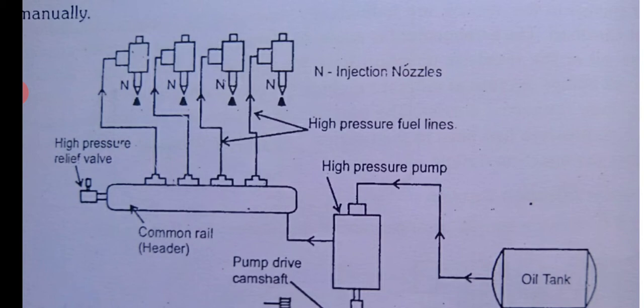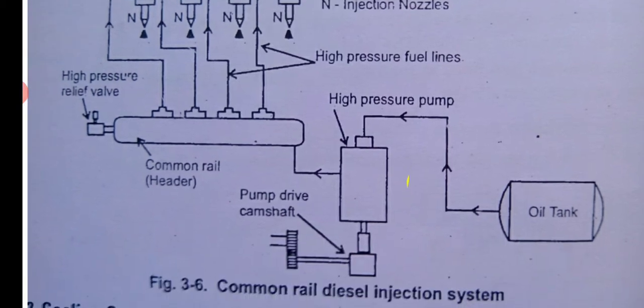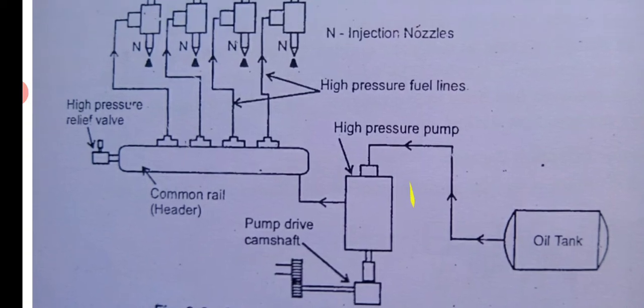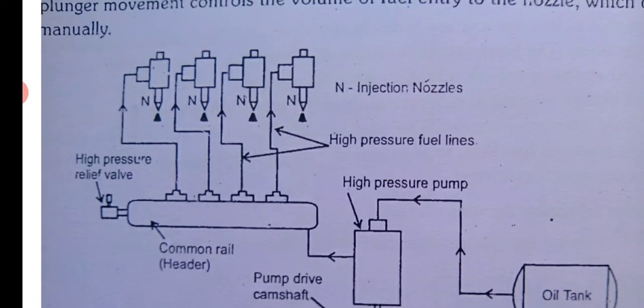So again I will repeat, the oil tank is there. From there it comes to the high pressure pump. This pump can be a rotary pump. Okay, it develops very high pressure, some 1000 to 2000 bar. That fuel comes to the common rail, that is a common header, and from there, through high pressure lines, it goes to the injection nozzles.